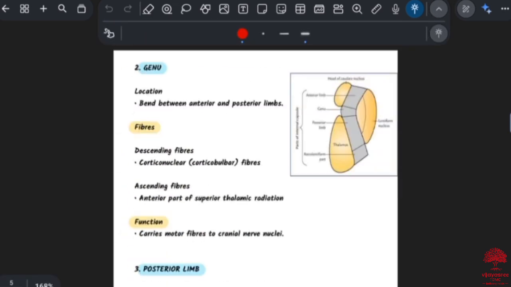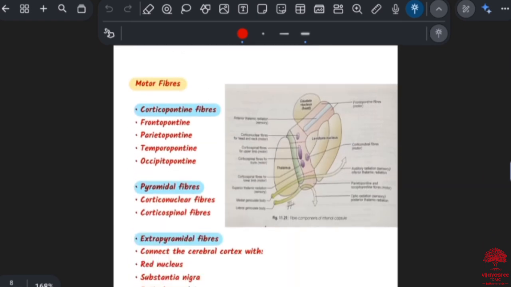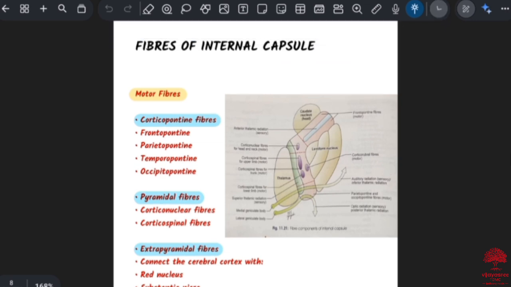Now we can discuss the fibers that are seen in the internal capsule. As we said, there are motor fibers and sensory fibers. Motor fibers can be discussed under three headings: corticopontine fibers, pyramidal fibers and extrapyramidal fibers. The corticopontine fibers are easier to remember. They arise from the four lobes, that is frontal, parietal, temporal and occipital, and end in the pontine nuclei. So their names become frontopontine, parietopontine, temporopontine and occipitopontine.